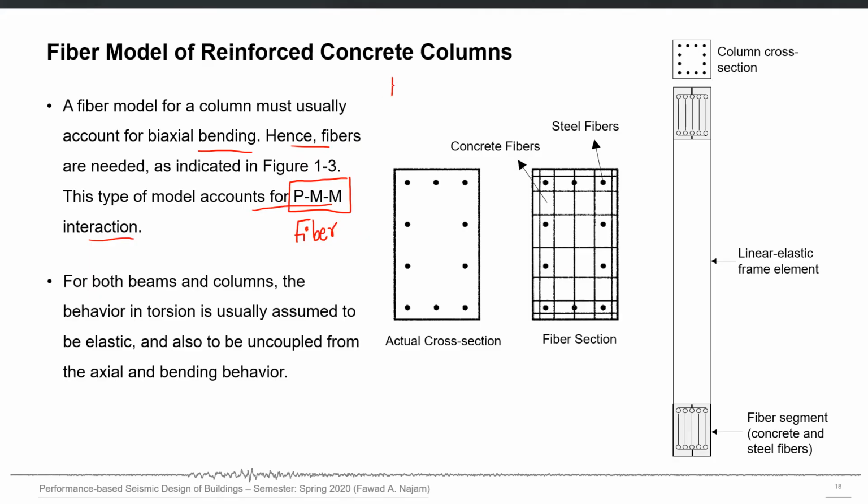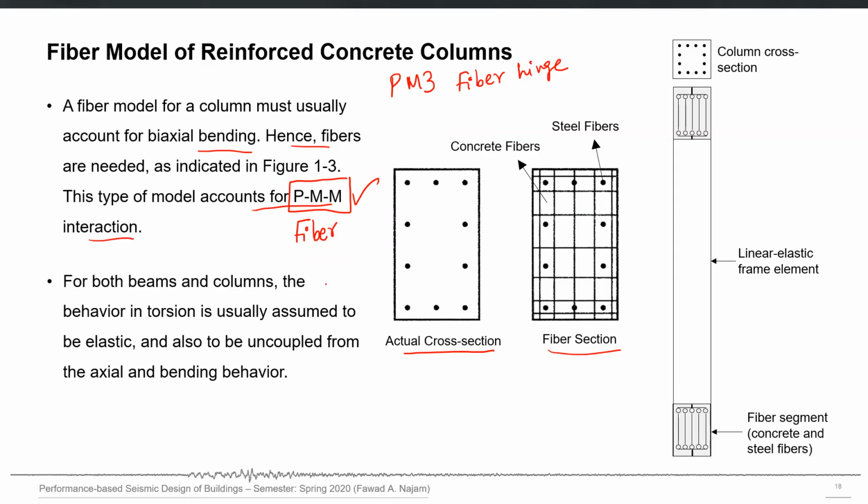If we go for only PM hinge or PM3 fiber hinge, it will allow us to cut our cross section only in one direction. So for columns, we will go for this hinge. This is the real column cross section, and this is the fiber cross section that we hypothetically cut in both directions. And each of the fibers is now either a concrete fiber or a steel fiber.